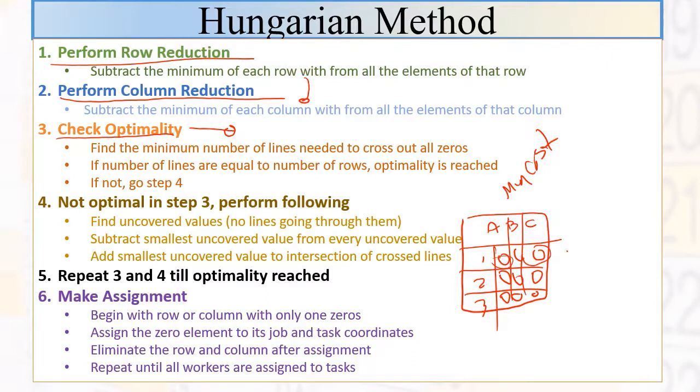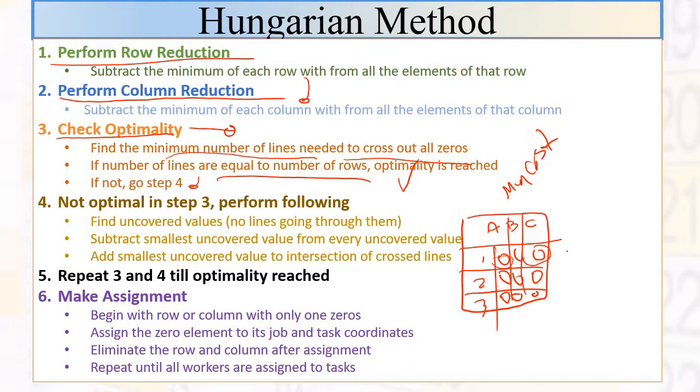What we do is draw a series of lines that cross the zeros. We want to find the minimum number of lines needed to cross all the zeros, and we're going to show an example of how to do that. Now, if the number of lines is equal to the number of rows, then we reach optimality. If not, then we have to go to step 4.